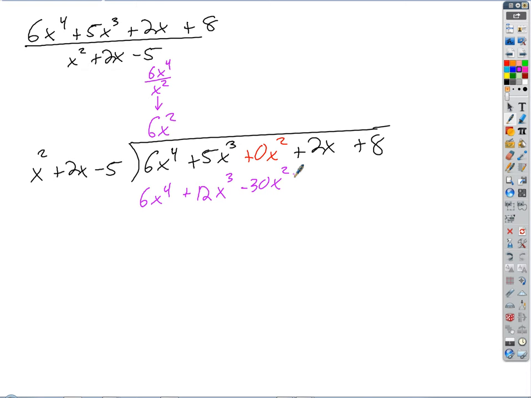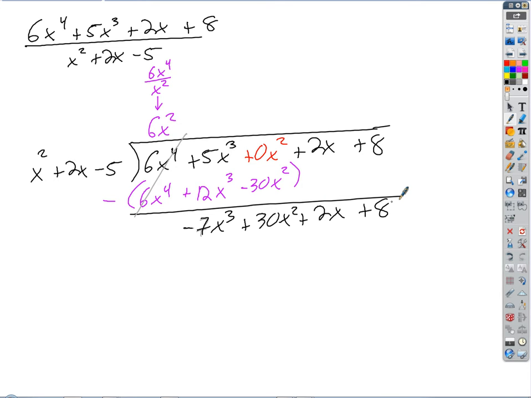Okay, and we're just going to subtract that away, right? So I'm going to put a negative sign out there, and we'll subtract it, and then what do we get? Well, of course, the first terms cancel. That's why we picked the 6x squared, right? So these guys cancel. What about here? What's 5x cubed minus 12x cubed? Negative 7x cubed. Oops. 0 minus negative 30x squared. And then I'll just bring these straight down because I'm just subtracting 0 from those, right?